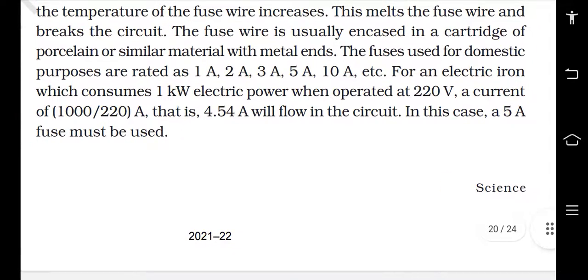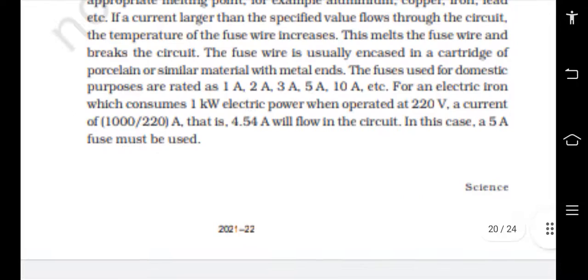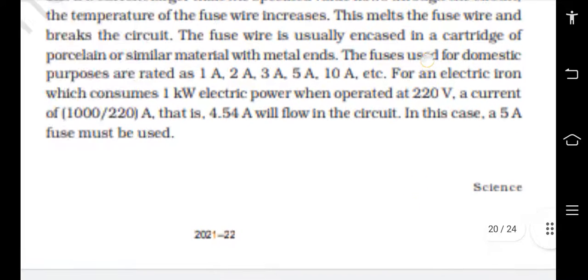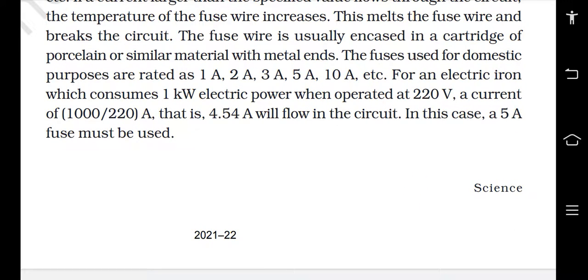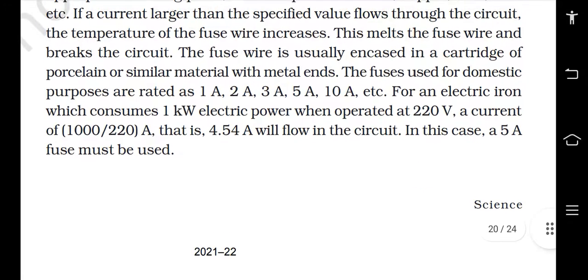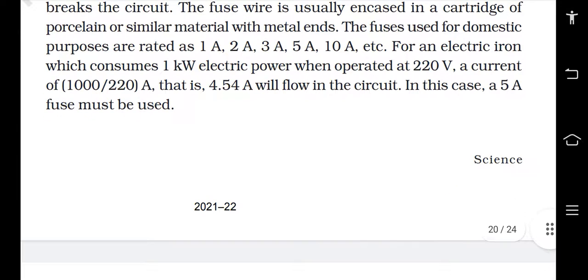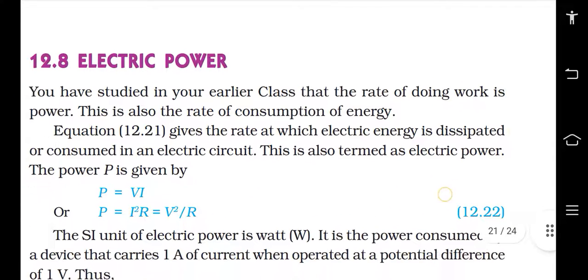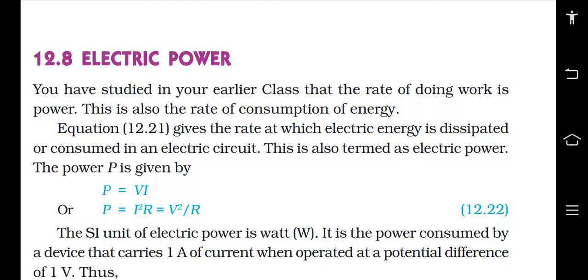This type of question is also normally asked: which is the better fuse to use in a circuit? So we have to find the current and mark the fuse in the options that is just above it. Once again, the device requires 4.54 ampere current, so we have to use a fuse just above that ampere. And electric power we will study the next day.